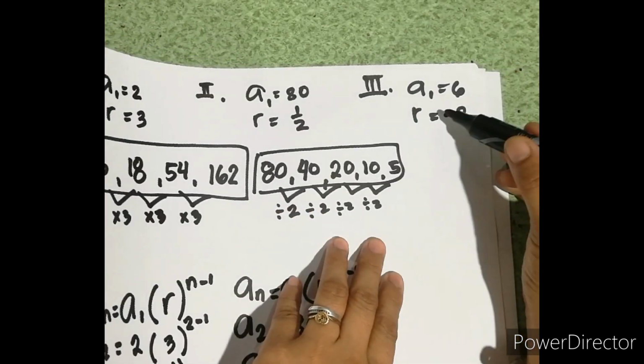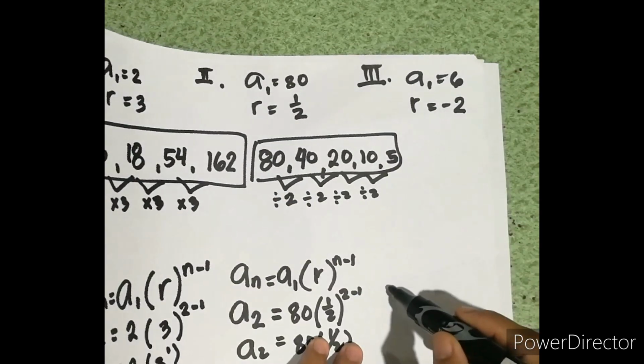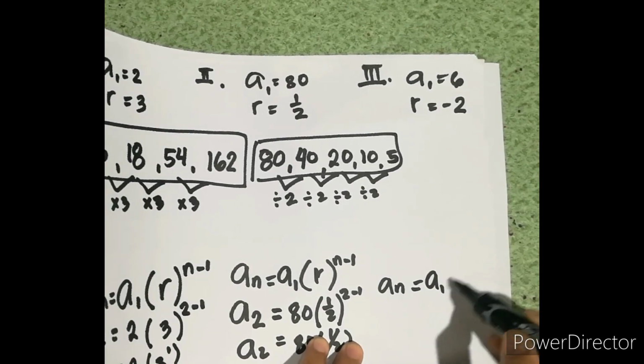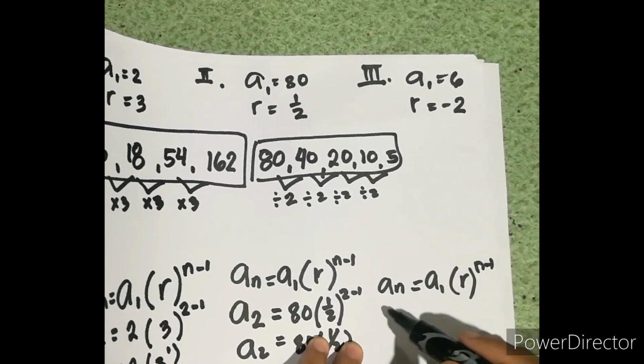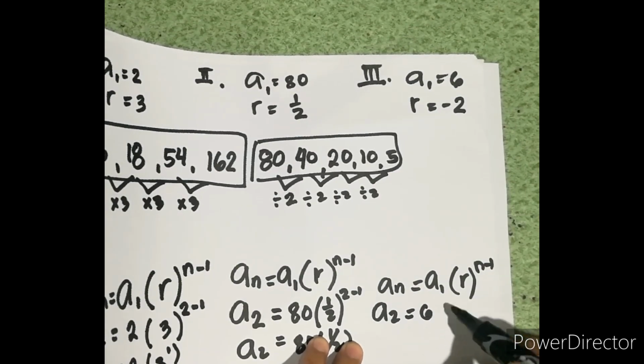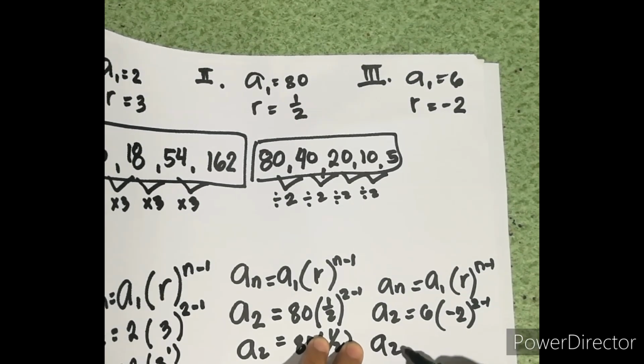And the same na sa example 3, a sub 1 equals to 6. So, gamit ta gihapon ang a sub n, a sub 1, r to n minus 1. So, a sub 2 is your 6, and your r is negative 2, and your n is 2 minus 1. So, a sub 2 is 6 times negative 2. So, your a sub 2 is negative 12.